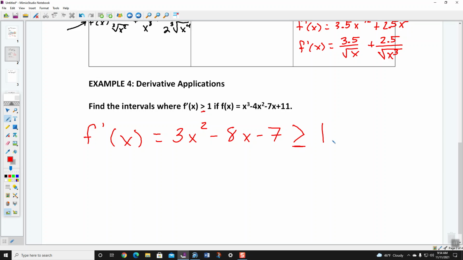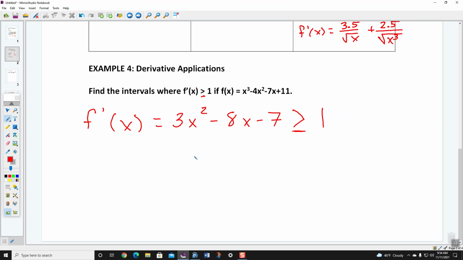All right, here's the situation. What we're really asked to solve is 3x squared minus 8x minus 7 greater than or equal to 1. I work really well when there's a value of 0 over here, because when things are equal to 0, we can start trying to factor. Did I screw this one up? Probably, but oh well. Let's subtract 1 from both sides.